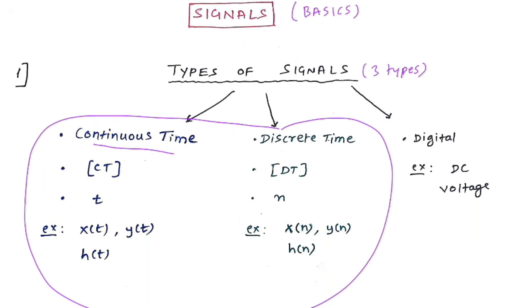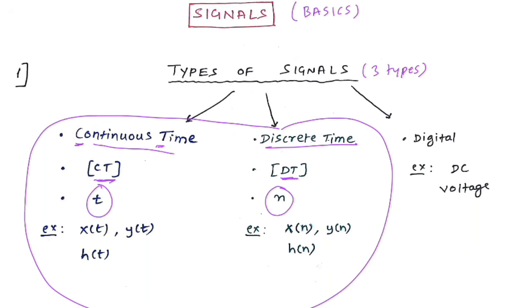First we have the continuous time signal, with the initials CT. I am basically writing it as CT. Most of the time the examiner states the problem in such a manner, like if we have a CT signal, this means we have a continuous time signal. The variable used is t, and if we talk about the discrete time signal, we have the initials DT and the variable used is n.